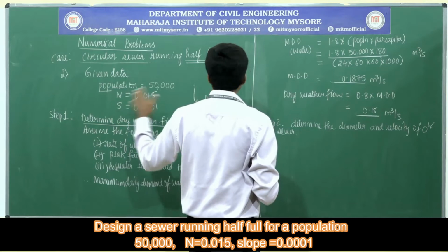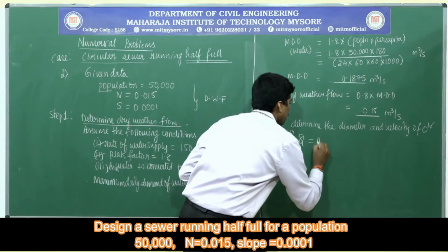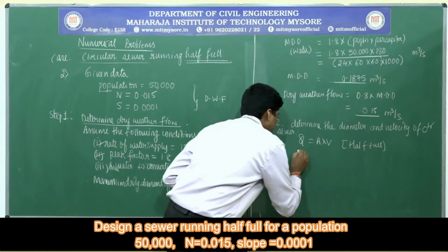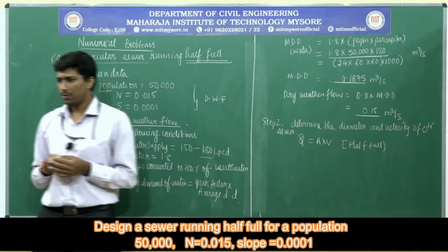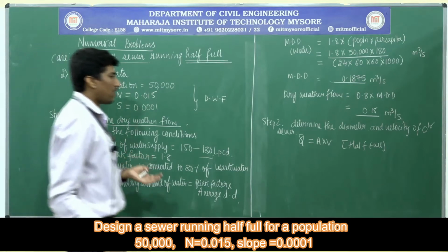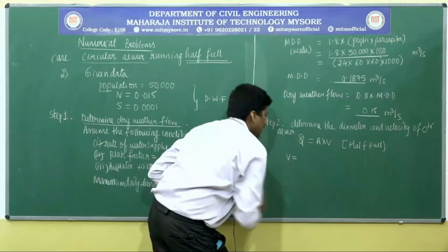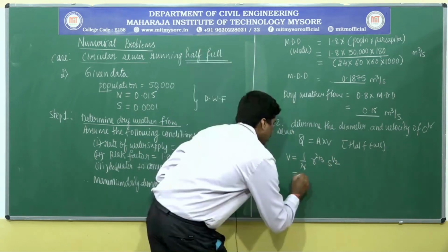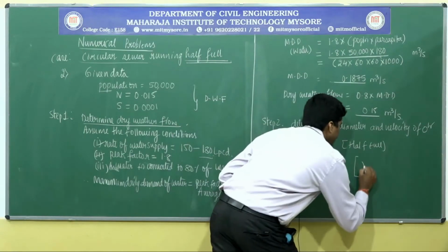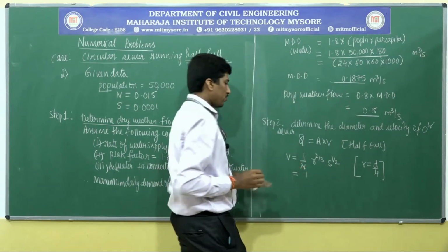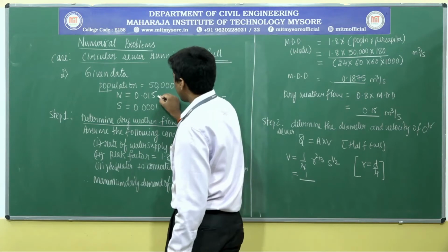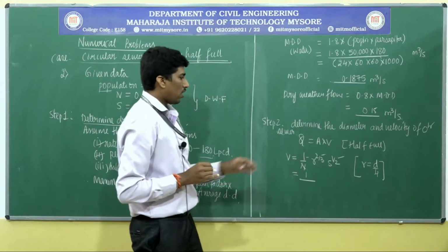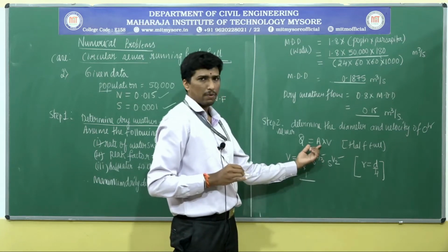Now, what is the next step? You know that Q is equal to A into V, where here it is in a half full condition, and the area, how you need to determine it. In this regard, we have to utilize the formula, especially for the velocity. The velocity is given by 1 by n, R to the power of 2 by 3, and then S to the power of 1 by 2. R is nothing but D by 4, since it is a half full running condition. Now n is given, S is also given, so obviously we can easily determine the diameter.